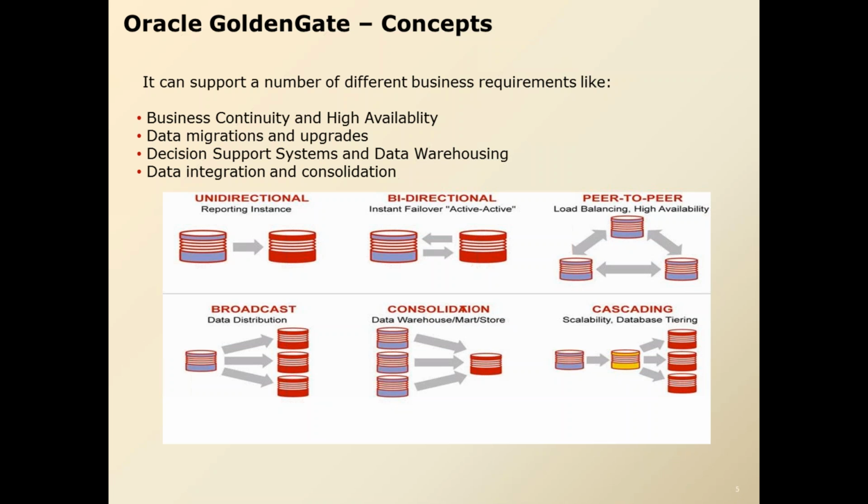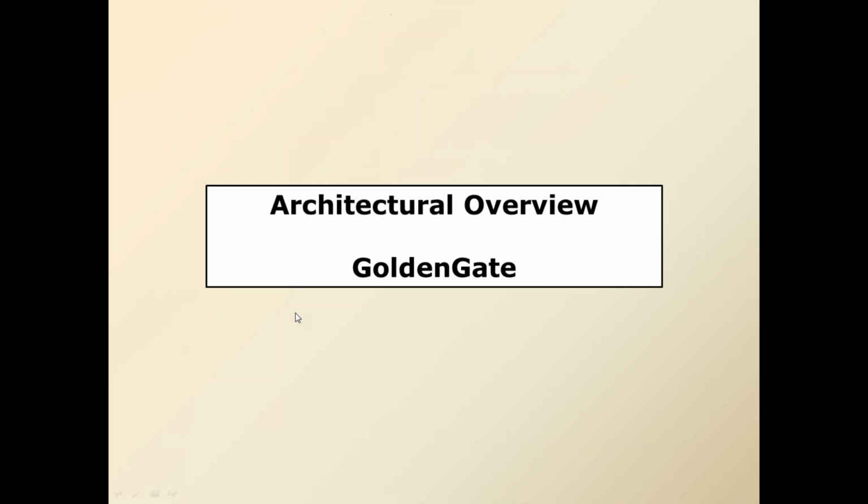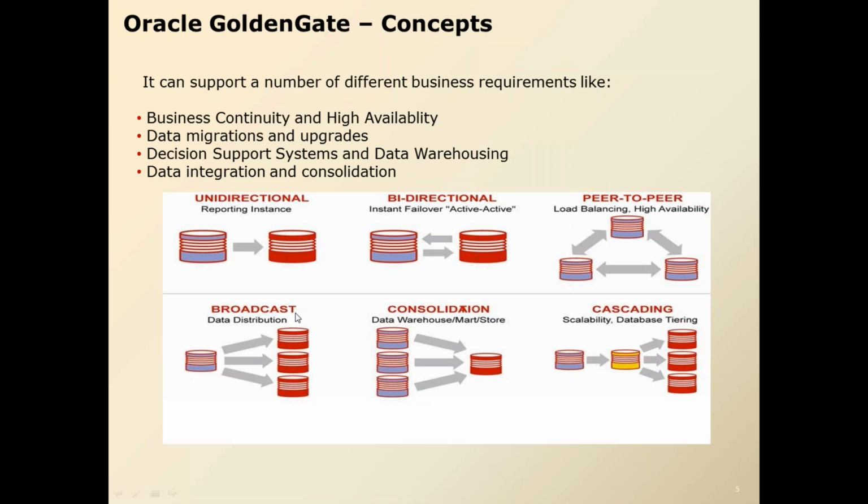install GoldenGate on the same server where the database is installed. So what do you do? You install GoldenGate on an intermediate server. GoldenGate reads the transaction logs from the intermediate server, and then data gets replicated to the various targets. So you can do cascading as well. So there are various use cases of GoldenGate.